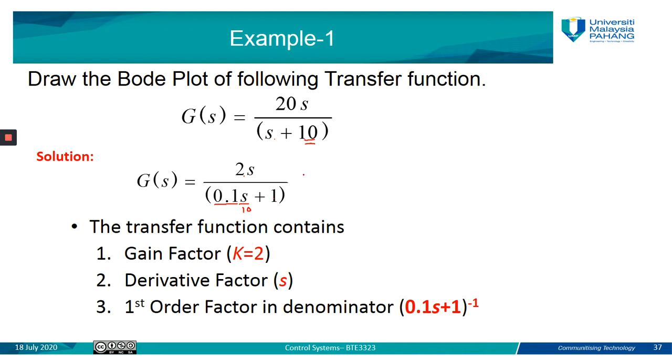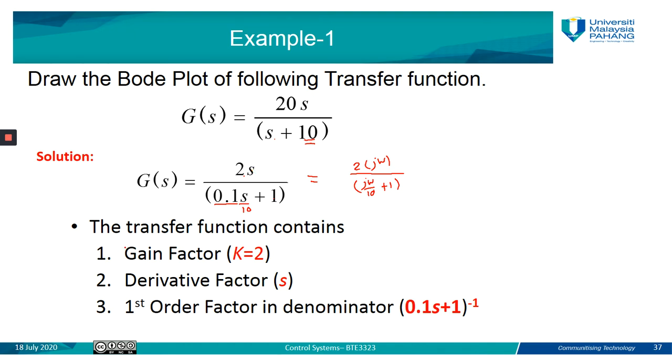After that, we need to convert this into the form of 2 j omega over j omega over 10 plus 1. So now this is the transfer function in the standard form, in order to draw the frequency response or the Bode plot of this transfer function. To plot this transfer function, we need to represent each factor. So how many elements do we have here? Actually, we have three elements.